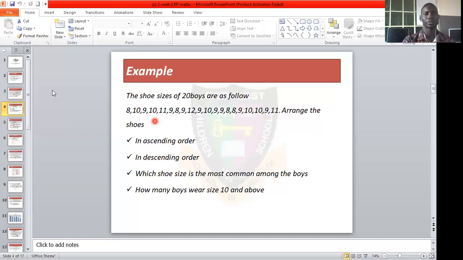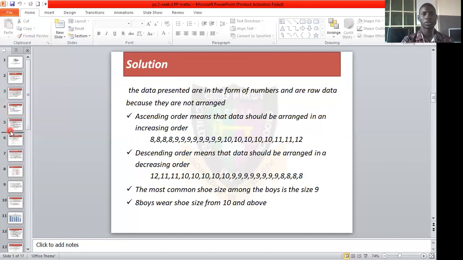So let us look at the solution. The data presented are in the form of numbers, in numerical form. Like I said, it could be in numerical form, alphabetical form, or depending on the magnitude or size of the data. So this one is numerical data, and it is raw data because it is not arranged. Ascending order means data should be arranged in increasing order, that is from 8 to 9, to 10, to 11, to 12.